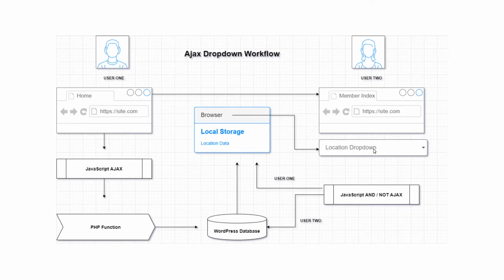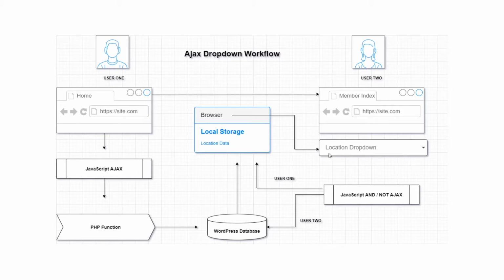But that will happen only once, because now that the data is available in the local storage, no matter how many times either user 1 or 2 or whomever visits the member index, this will always be populated very quickly using the local storage and the JavaScript. So this is the approach I'm taking. Hopefully this will help you understand when I go over both JavaScripts and the AJAX function.